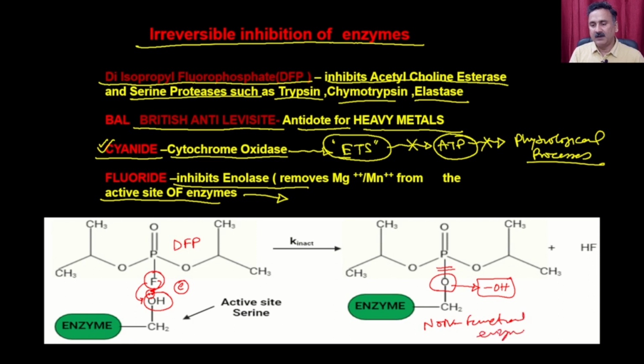because the inhibitor has blocked one of the crucial amino acids, and this crucial amino acid could be present in the active site, and that's how it participates in the reaction. So this enzyme is a functional enzyme, and this enzyme is a non-functional enzyme. This is more or less the classical way in which irreversible inhibitors inhibit the enzyme.